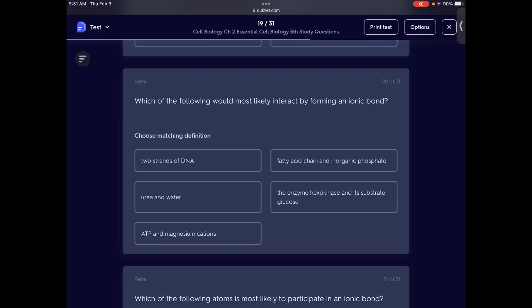Which of the following would most likely interact by forming an ionic bond? Okay, ionic. So it's like sodium. So sodium have Na plus and Cl minus. We have to look for something like that. So an anion and a cation. So magnesium and ATP.